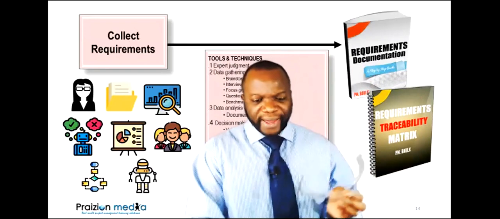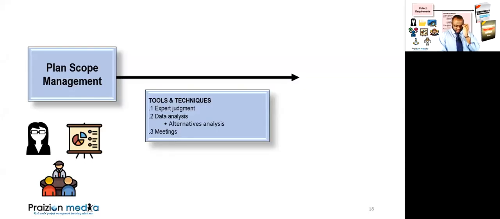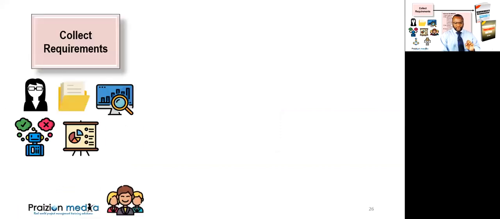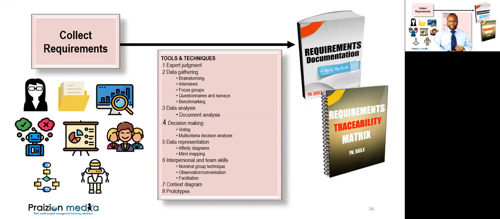So let's go back to our slides for a quick second and let's begin to explore. We've taken a look at scope, plan scope management. Let's begin to explore what happens in collect requirements in a little bit more detail. So I'm going to take you through this journey. Again, let's reorient ourselves. This is collect requirements. And you can see we've got a number of things.